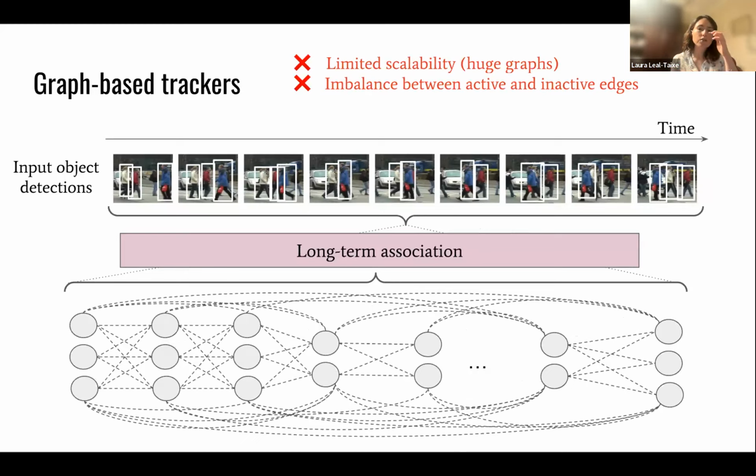But most importantly, you're going to have a huge problem of imbalance between active and inactive edges. This means that you're going to have a lot of edges that are going to have to be labeled as inactive and just a few that are going to be labeled as active. And we know what happens when we have this kind of imbalance, right? The active edges don't have any effect on the loss, and it's really, really hard to learn in these conditions. So how can we actually make this scalable to 500, 700, 1,000 frames?